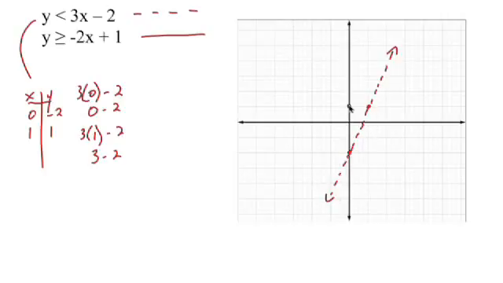And then you're going to test 0, 0. If you recall from Chapter 2, we said you want to test that point. As long as that point doesn't lie on the line, you can use it. So we're going to substitute 0, 0 into that first equation, and you get 0 is less than 3 times 0, take away 2. So is 0 less than -2? The answer is no, it is not less than -2.